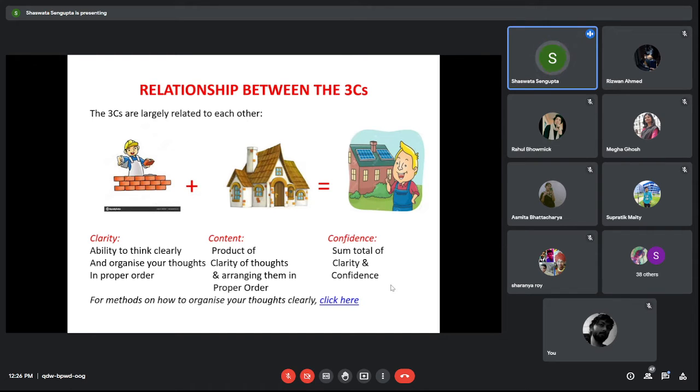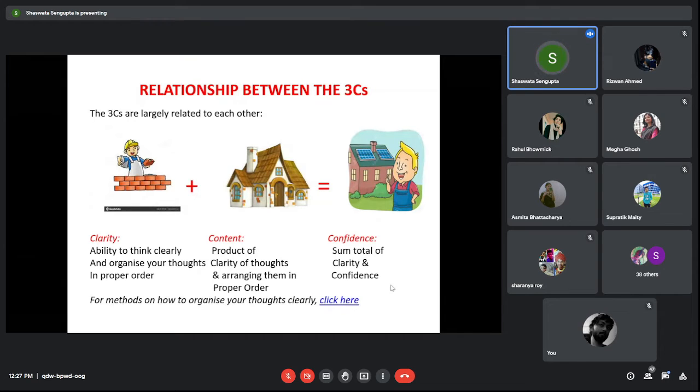Now, when you're able to arrange your ideas in a proper manner, or rather, if I return to the house example, if you are able to arrange the bricks in a proper structure, in a proper way, then you have content. You have something concrete, something deliverable in your hands. So when you have arranged these bricks in a proper order, you have a house. Similarly, when you arrange ideas in a proper logical order, one after another, you have content which might be knowledge. And based on this knowledge, you can have confidence.